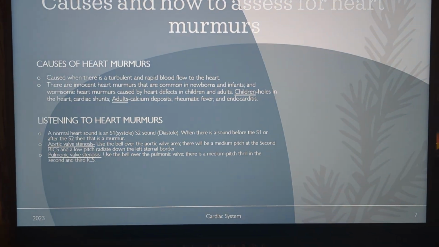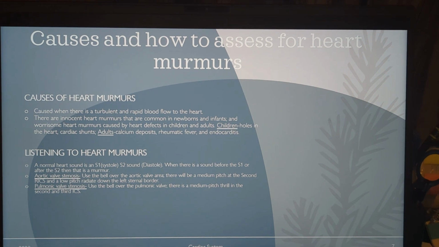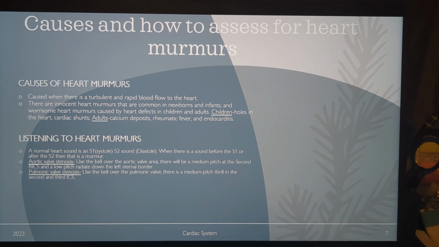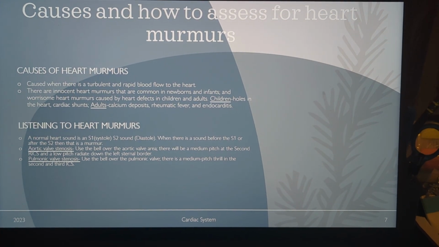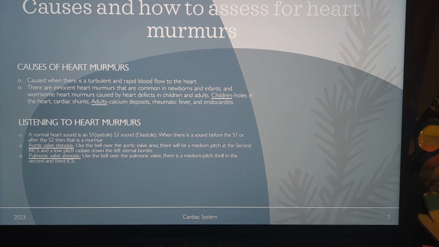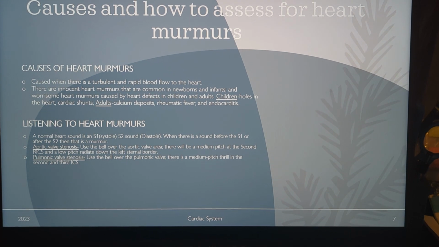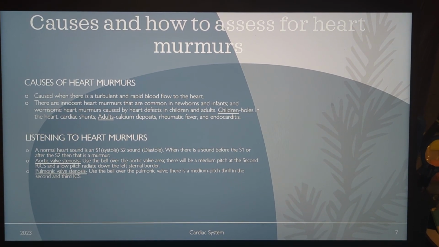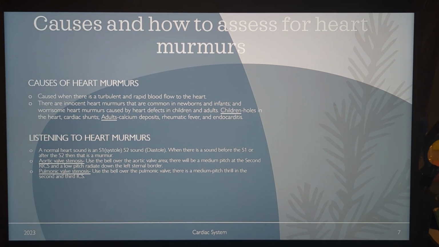So causes and how to assess for heart murmurs. Heart murmurs are caused when there's a turbulent and rapid blood flow to the heart. There are innocent heart murmurs that are common in newborns and infants, and worrisome heart murmurs that are caused by heart defects in children and adults. In children, those defects will be holes in the heart and cardiac shunts. And for adults, those defects would be calcium deposits, rheumatic fever, and endocarditis.